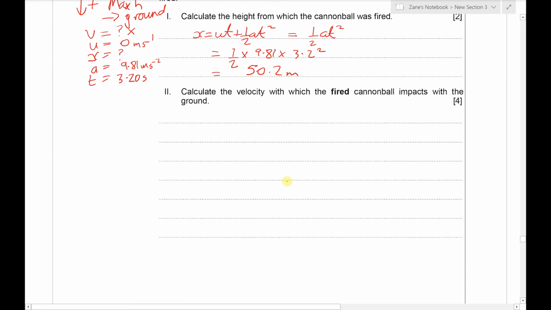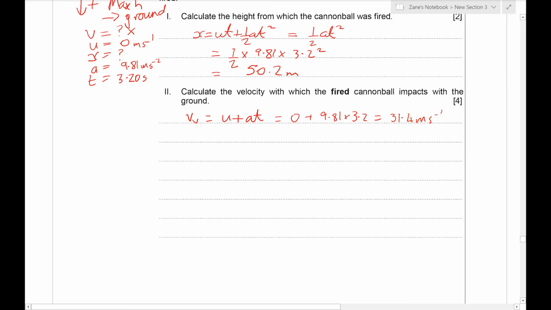For the next part of the question, we've got to calculate the velocity with which the fired cannonball impacts with the ground. So we can use the information that we had in part 1 of this question to find the final vertical velocity using v equals u plus at. You could use a different equation if you wanted to, now that we know everything apart from v, but this is probably the easiest one to use anyway. So remember, the initial vertical velocity was 0, the acceleration is 9.81, and the time was 3.2 seconds. If we put those into the calculator, you'll end up with 31.4 meters per second.